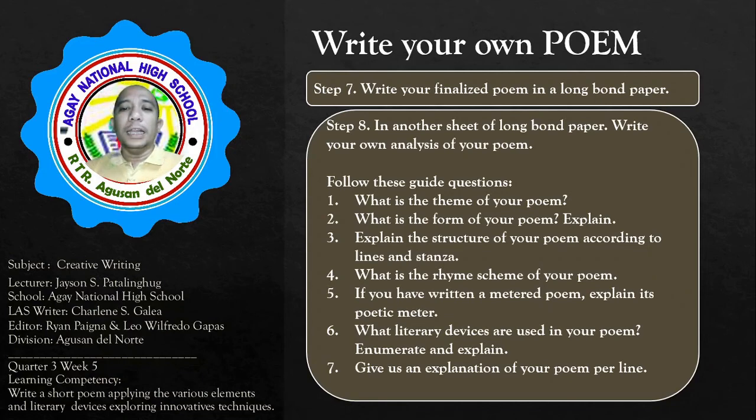Okay? Number 6, what literary devices are used in your poem? Enumerate. What are the different literary devices? You must start with the sound devices and the figurative language that you use. And then you point out which line is onomatopoeia, which line uses simile, which line uses metaphor, and so on and so forth. Okay? Then give us an explanation of your poem line by line. Okay? So that's it on how you're going to analyze your poem.